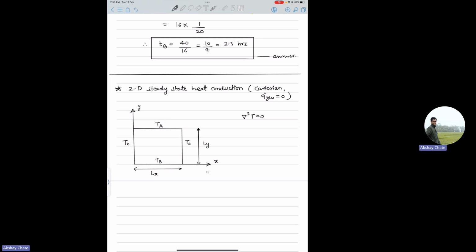This is your governing equation, and you put T as some function of x and y, and you assume that they are independent, because this is a linear sort of governing equation. And then you non-dimensionalize your temperature basically.